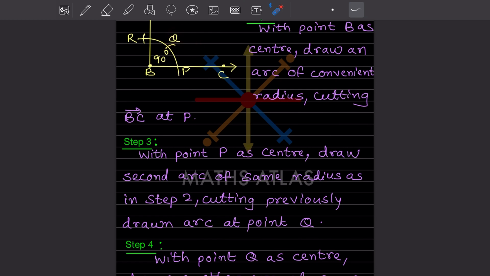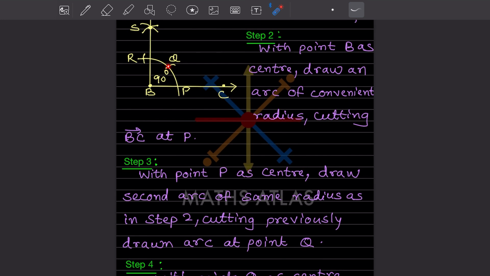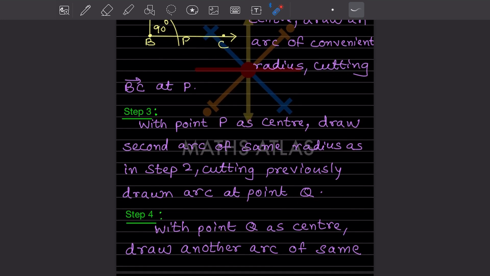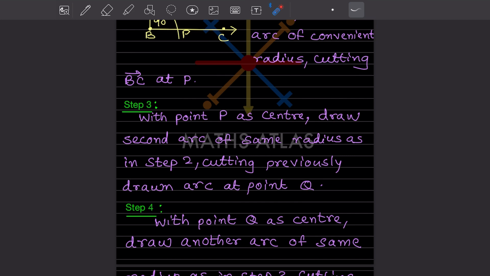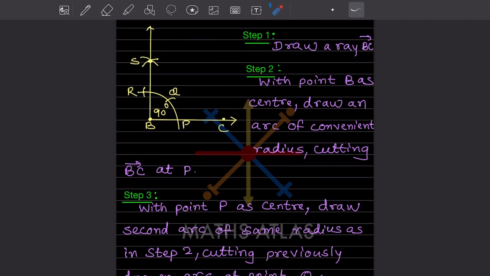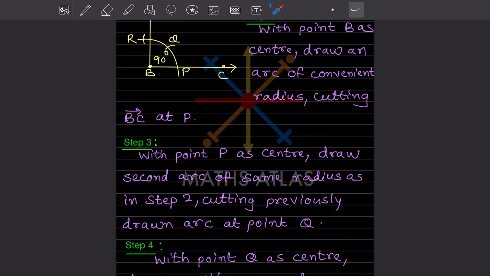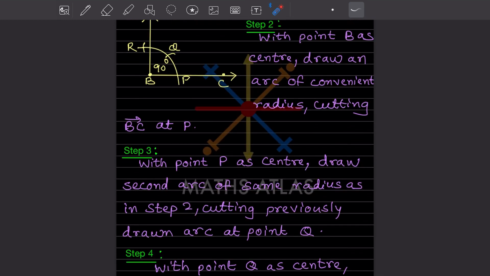So now the next step is with Q as center. Again you are going to draw another arc of the same radius as in step 2. You are not going to change the distance you took from here to here. See, from here you took the same distance, again from here to here the same distance, and you are going to cut it over here. You mark this point, whatever you get after cutting, because you have extended this, so there is one point over here that you have written as R.